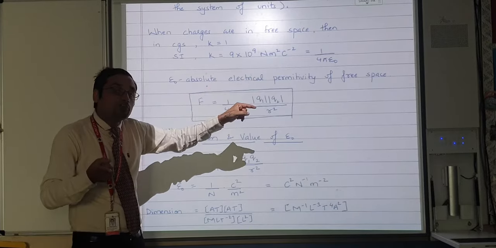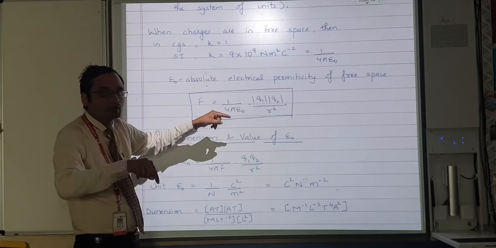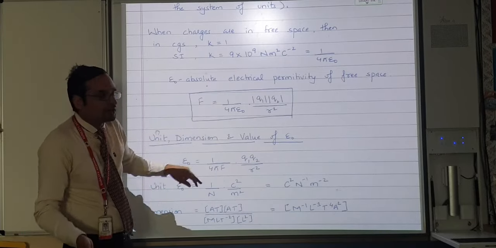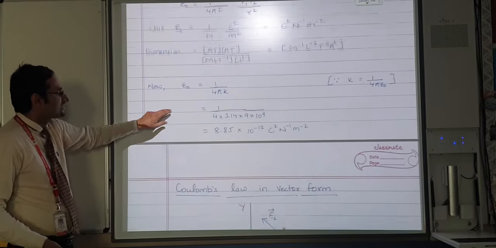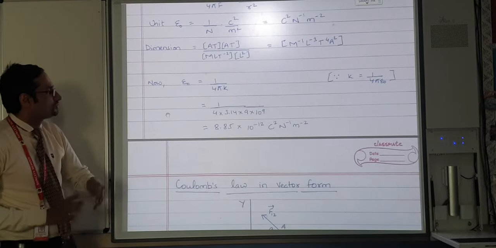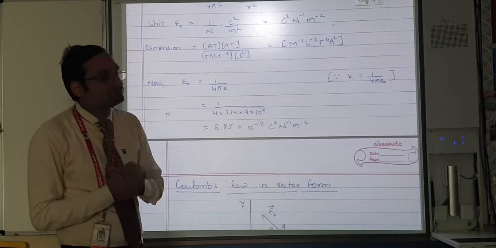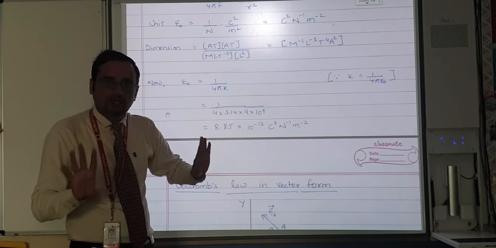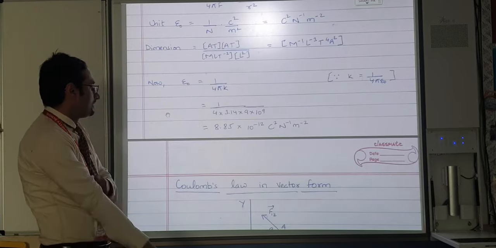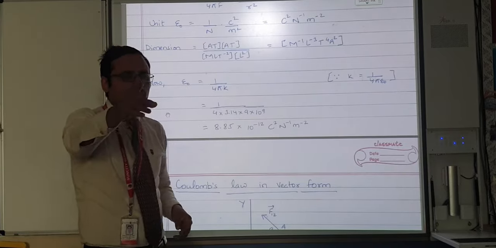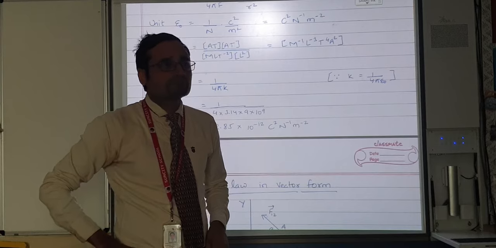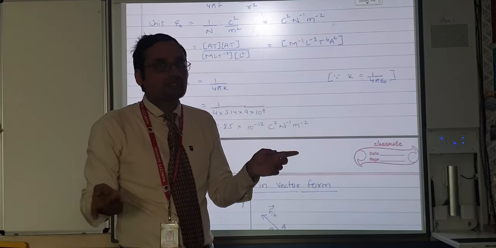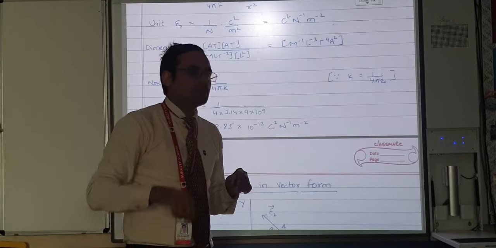So if I want to find out the value of epsilon naught, what should I do? 1 by 4 pi into 9 into 10 to the power of 9, and that comes out as 8.85 into 10 to the power of minus 12 coulomb square per newton meter square. I hope that is clear to you people. Now if you remember just a few minutes back, I asked you this question, how do you know like charges repel each other, unlike charges attract? I will answer this, just wait for it.